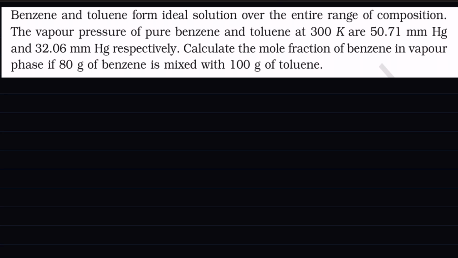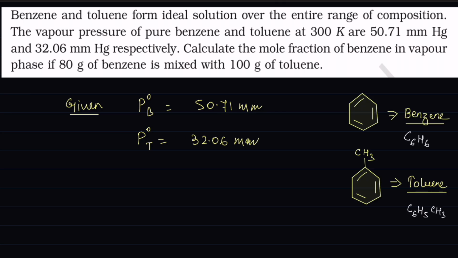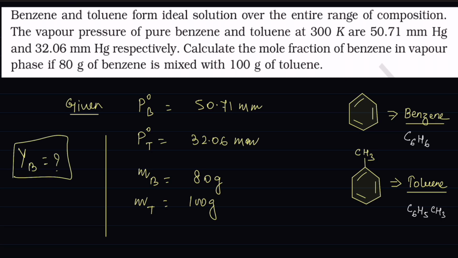gram of toluene. So in this question, it is given that the vapor pressure of pure benzene is equal to 50.71 mm and the vapor pressure of pure toluene is 32.06 mm. This is the structure and the formula of benzene and toluene which we use later. Now, the mass of benzene is given as 80 gram and mass of toluene is 100 gram. So we have to find the mole fraction of benzene in vapor phase.